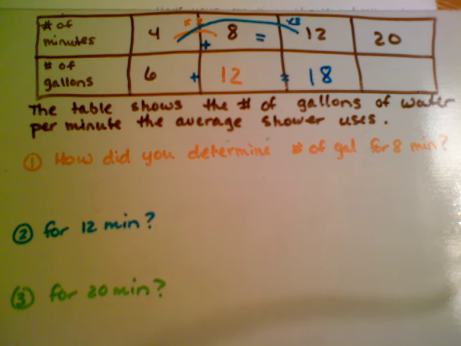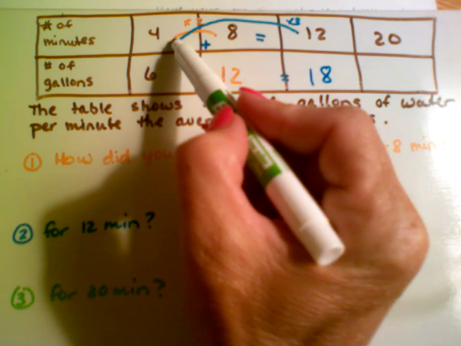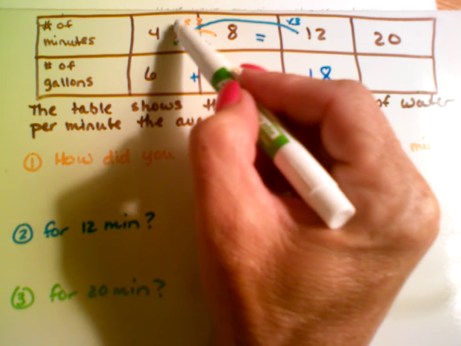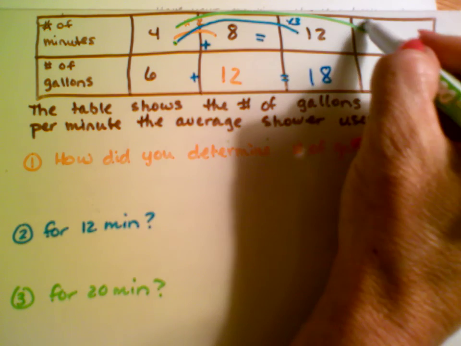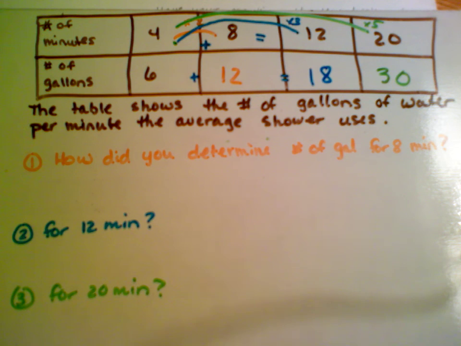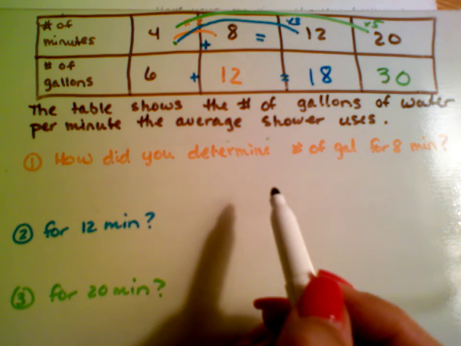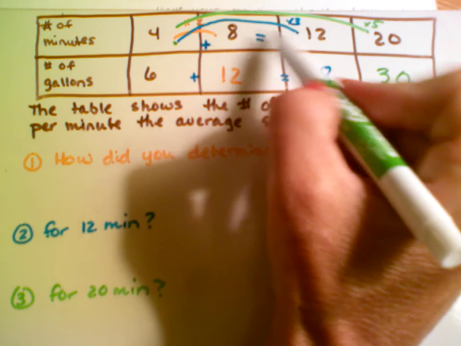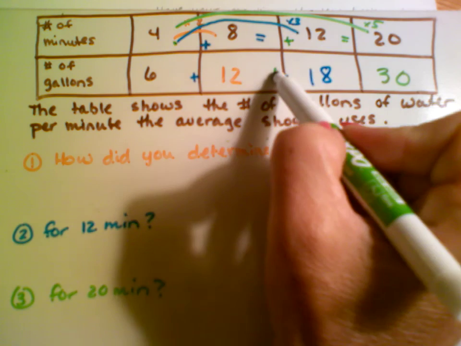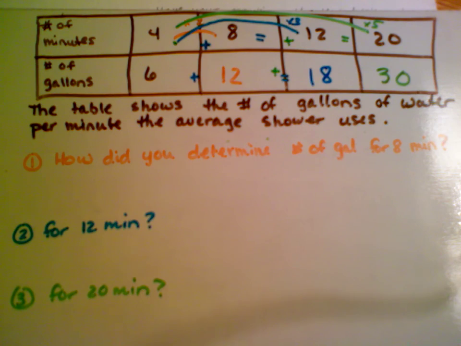For 20 minutes, again, we could see some different things. I might go back to here. I'm kind of a scale up, scale down person, so I'm seeing that 4 times 5 is 20, so 6 times 5 is 30. Now someone else might look at this and they're more of an addition person. They see 8 plus 12 is 20, so 12 plus 18 is 30. So again, more than one way.